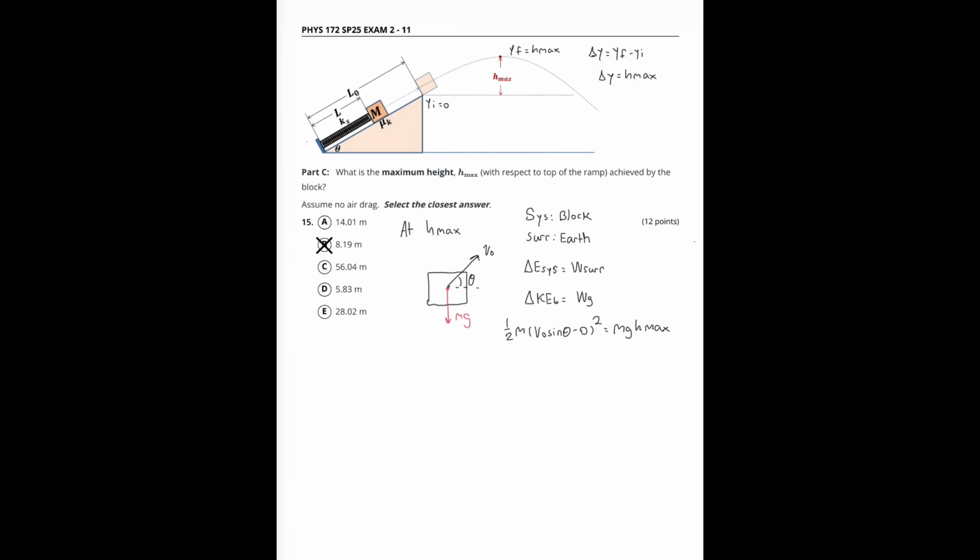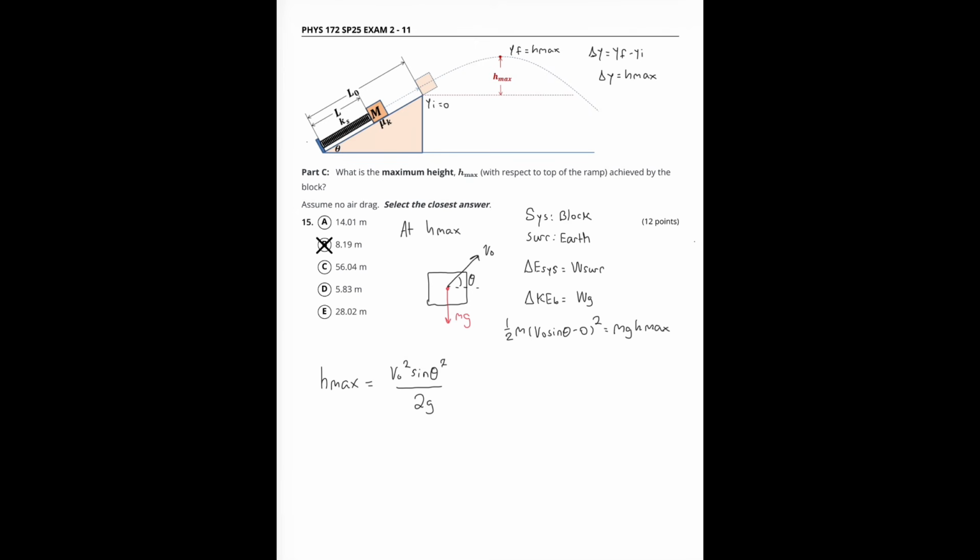Now that we have that, we can rearrange in terms of h max. So h max is equal to v naught squared sine theta squared divided by 2 times gravity constant g.